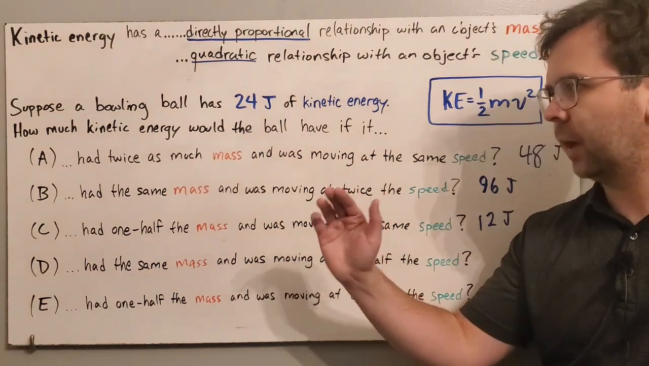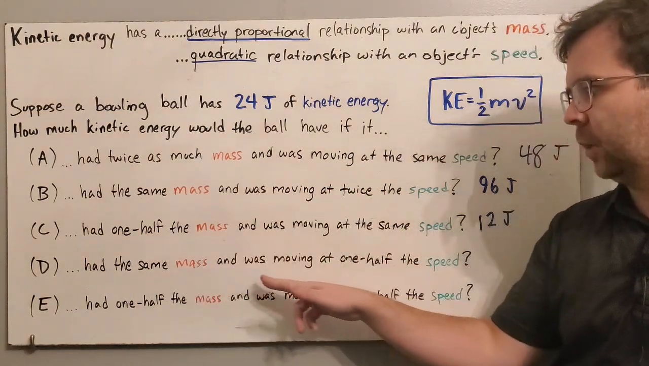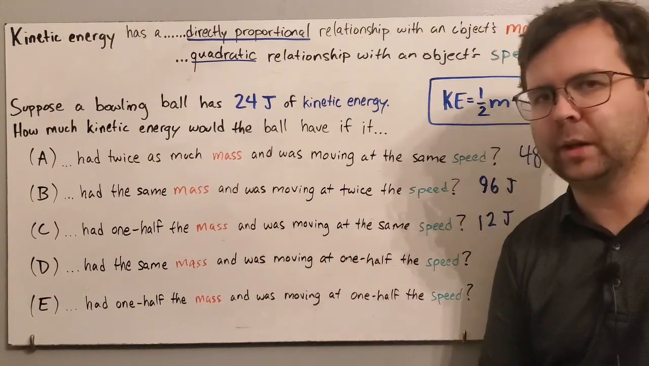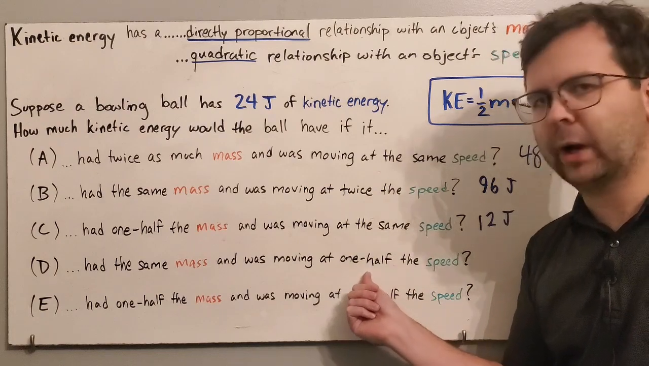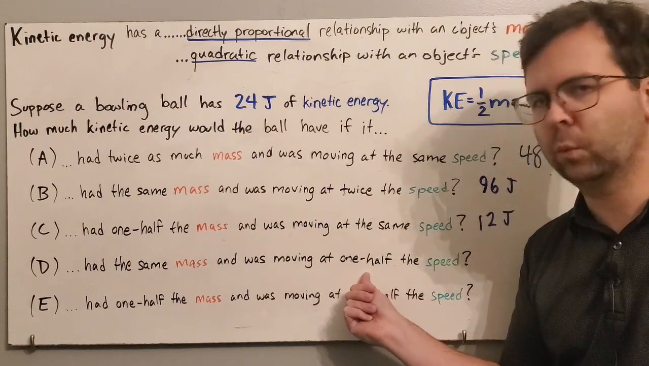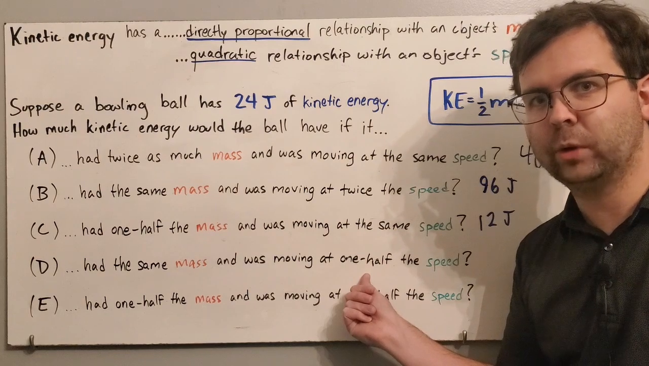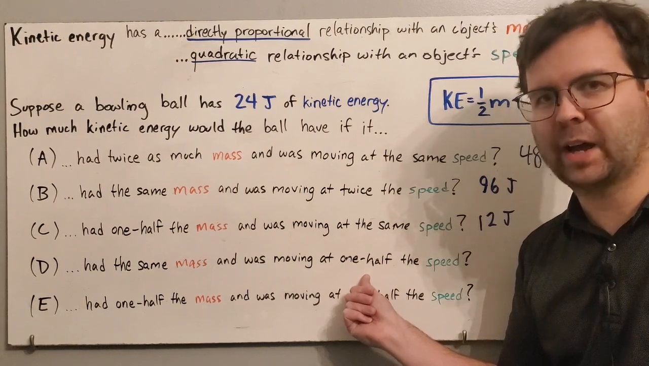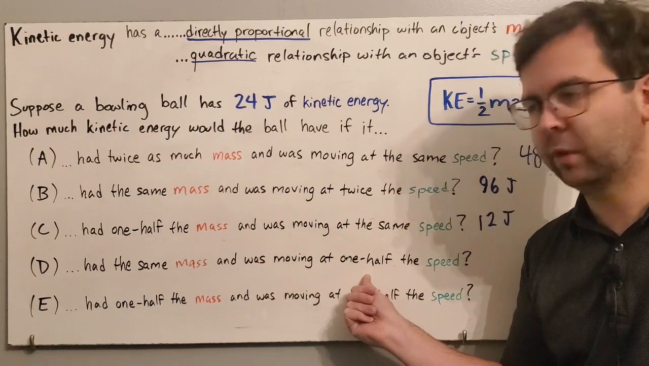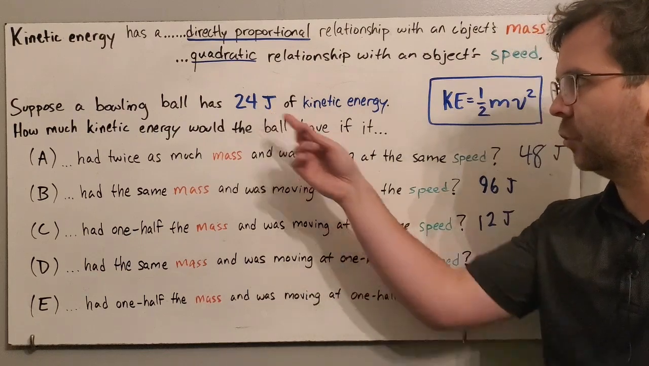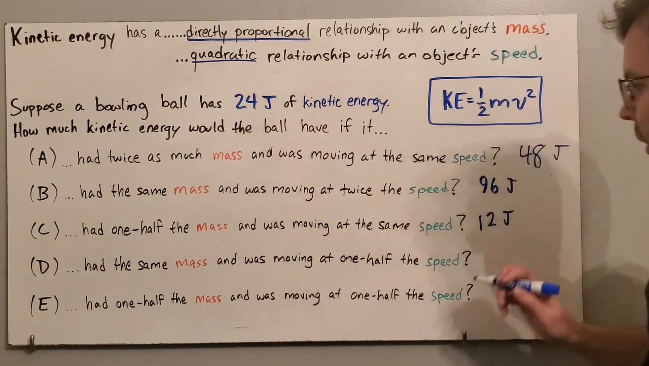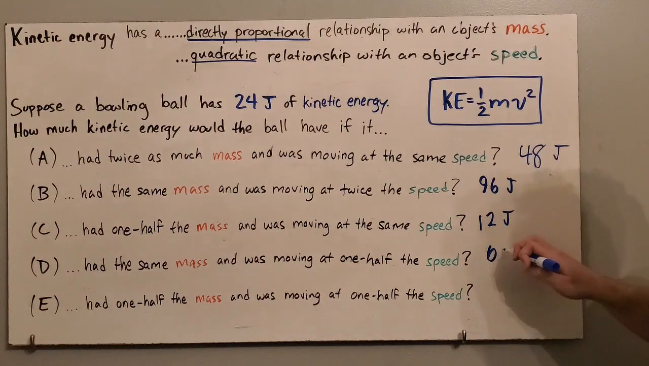What if the bowling ball had the same mass and was moving at 1/2 the speed? All right, this could be a little tricky. You got to figure out what would be the square of 1/2. So if you did 1/2 times 1/2, what do you get? Well, half of a half is 1/4. So this would be 1/4 as much kinetic energy. So 24 divided by 4 would be 6 joules.